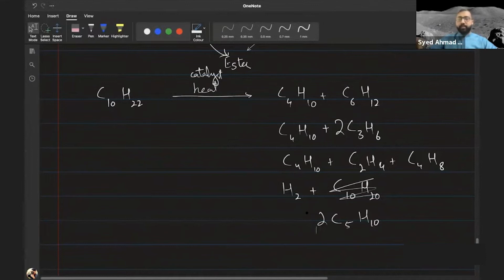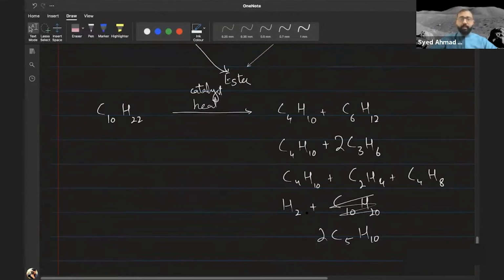Cracking requires catalyst, cracking requires heat, cracking makes sure that it has to be anaerobic, there's no oxygen, and you can make any products, a combination of products that you want. How will you separate them? Just like we separate any fractions, fractional distillation. All right, so that is cracking.